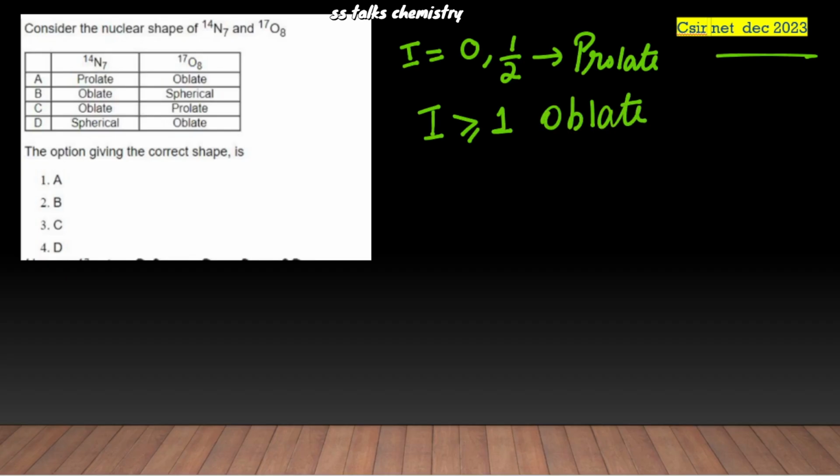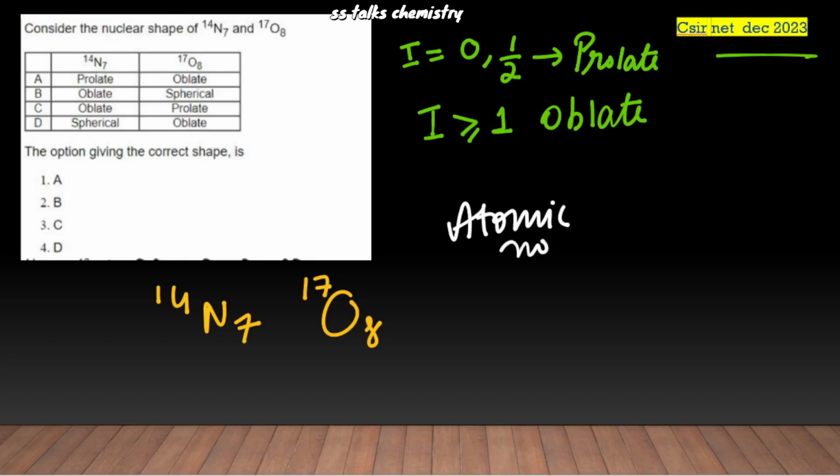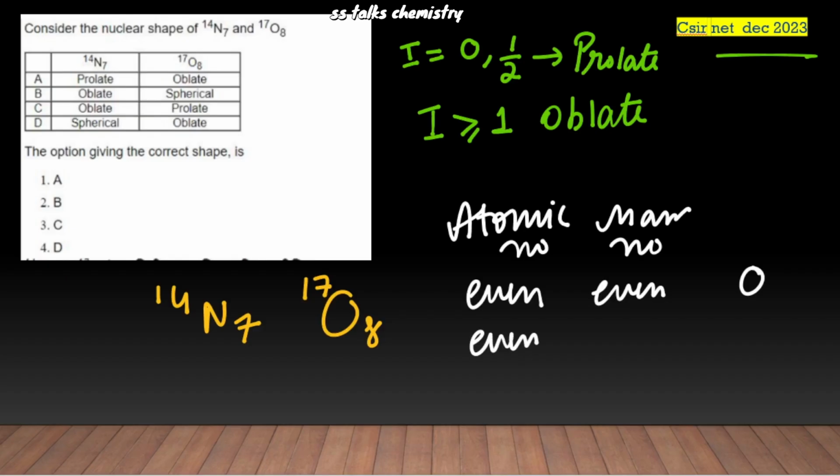Now the given molecules are 14N, which is 7, and oxygen 8 and 17. So how can you tell what the nuclear spin value is going to be for these molecules? Look at their atomic number and their mass number. If the atomic number is even and the mass number is also even, the nuclear spin value in that case is 0. If the atomic number is even and the mass number is odd, in that case the I value is n by 2.